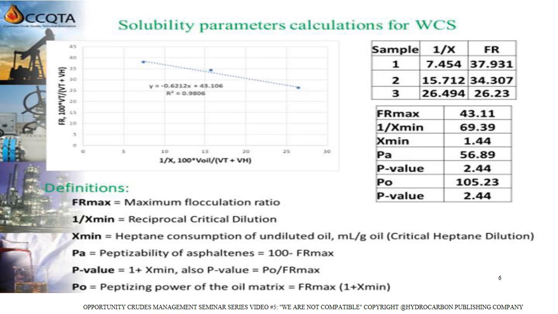Here is an example of a plot of flocculation ratio versus dilution ratio for Western Canadian Select made using the Canadian Crude Quality Technical Association's method. From the straight line obtained by plotting flocculation ratio versus dilution ratio, all the solubility numbers, including maximum flocculation and peptization power of the oil, are determined.